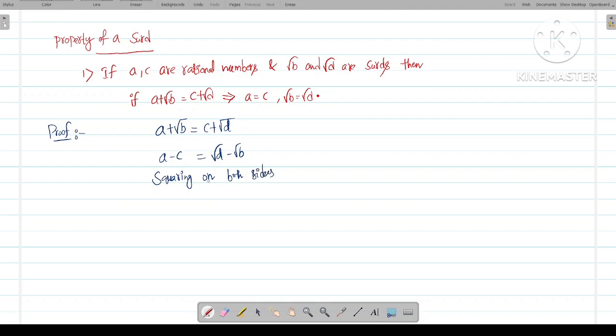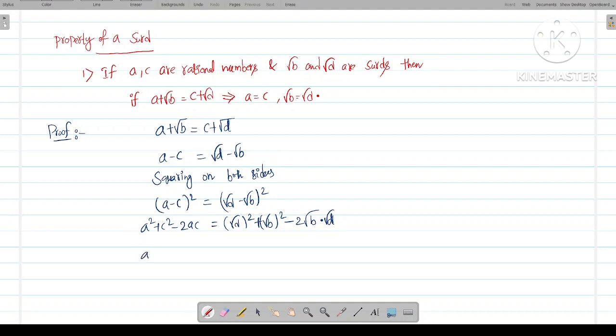So, square on both sides. It becomes (a minus c) whole square is equal to (root d minus root b) whole square. What is (a minus c) whole square? It is like (a minus b) whole square. We know that (a minus b) whole square is a square plus b square minus 2ab. So I am writing it as a square plus c square minus 2ac, and it is equal to (root d minus root b) whole square. So it is also like (a minus b) whole square. First a square, which is root d whole square. Next b square, which is root b whole square. Minus 2 into root b into root d, so root b into root d, or root bd. You can call it like this.